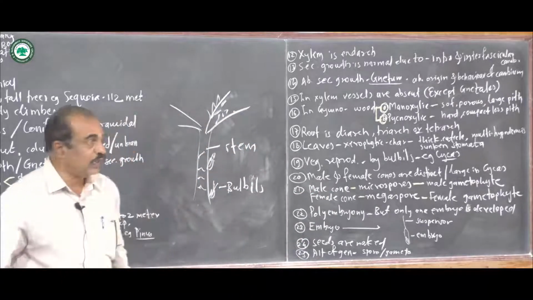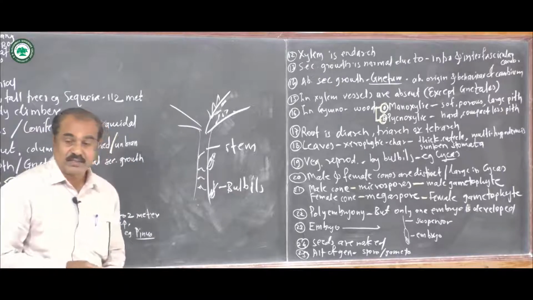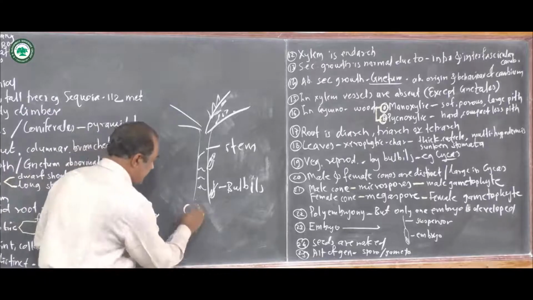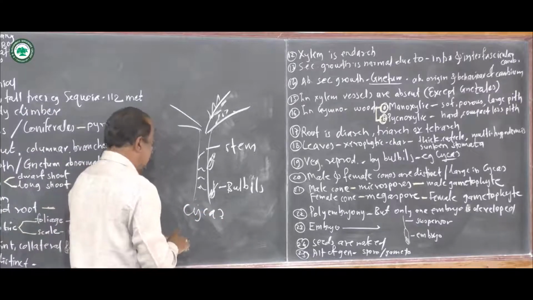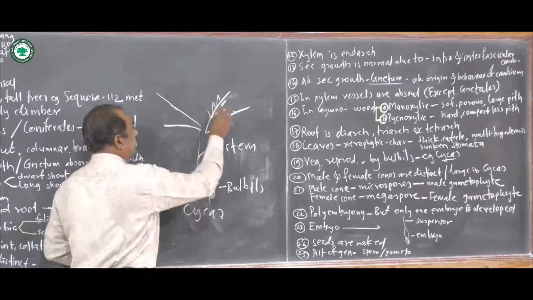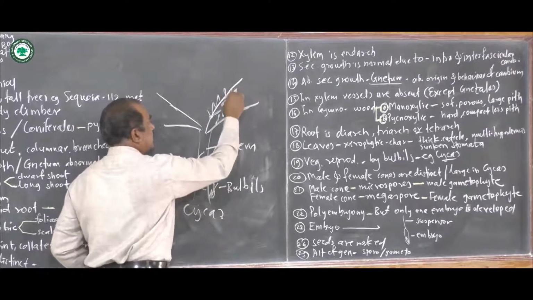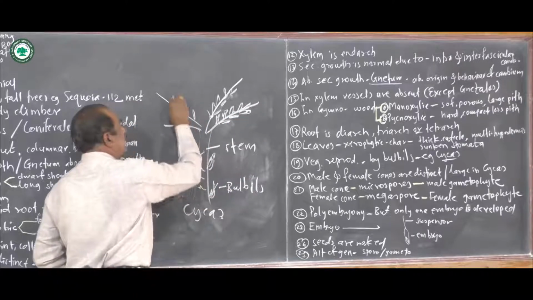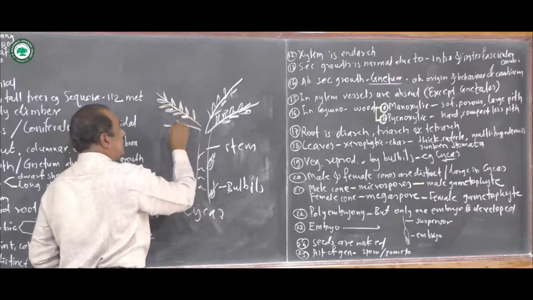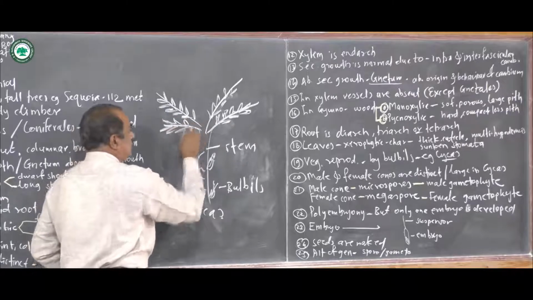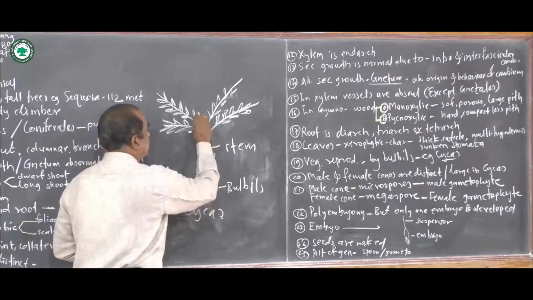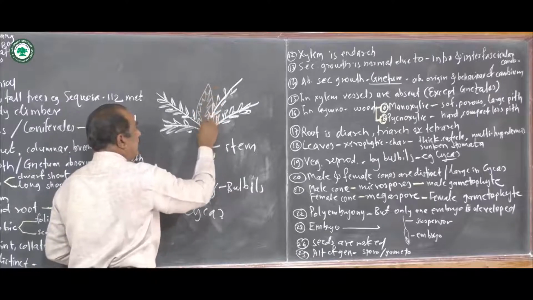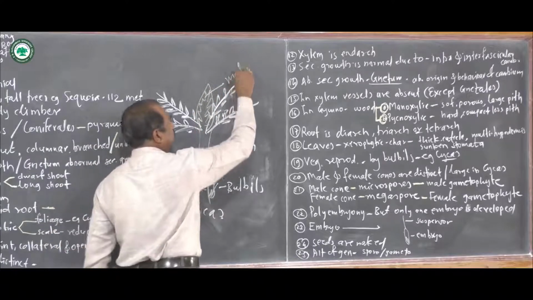Now next, male and female cones are distinct. For example, in cycas, there is a very large male cone. If this is the cycas plant, these are the leaves. They are very large, and the leaves are compound. Here at the center, this shows the male cone.